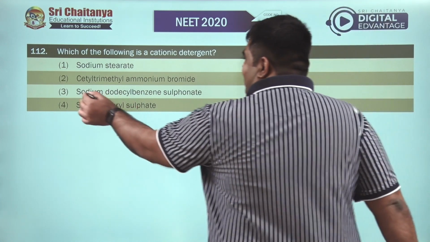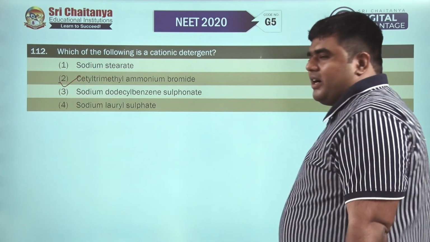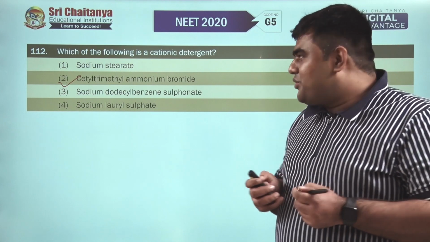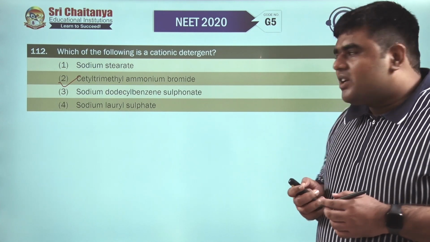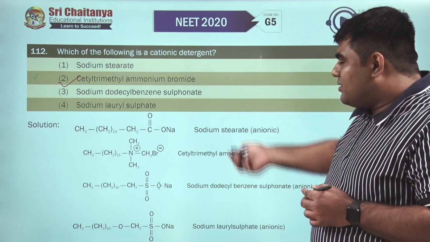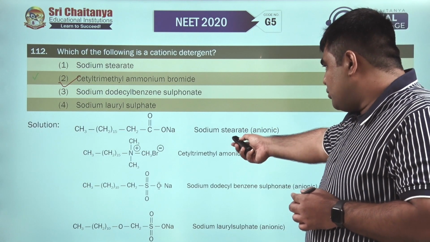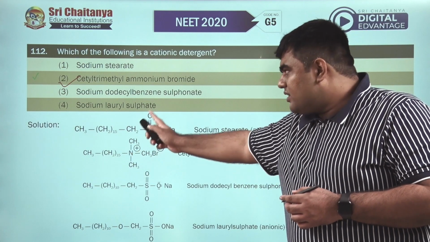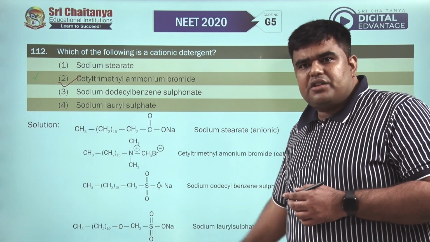Yes, we know that cetyl trimethyl ammonium bromide is a cationic detergent. So for question number 112, the second option is the correct option. These are the structures of all these surfactants. We have sodium stearate, cetyl trimethyl ammonium bromide, which is cationic, and the rest of them are anionic detergents.